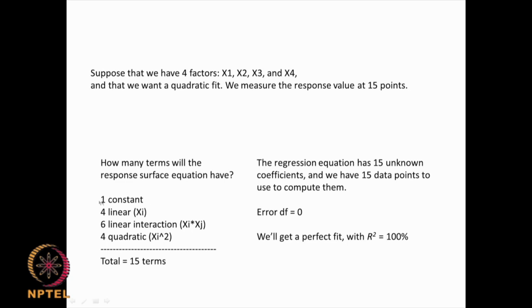what will happen is you will have 1 for the constant, 4 for the x1, x2, x3, x4 main effects, 6 for the 2-level interactions, and then 4 for the quadratic. This all adds up to 15, 1 plus 4 plus 6 plus 4 is 15, and you have got only 15 data points. So, there are no error degrees of freedom at all, it will become 0.